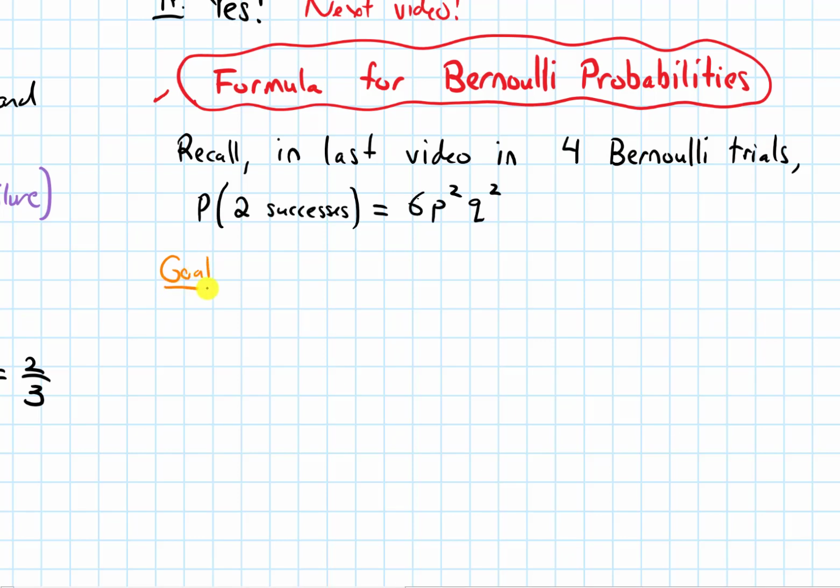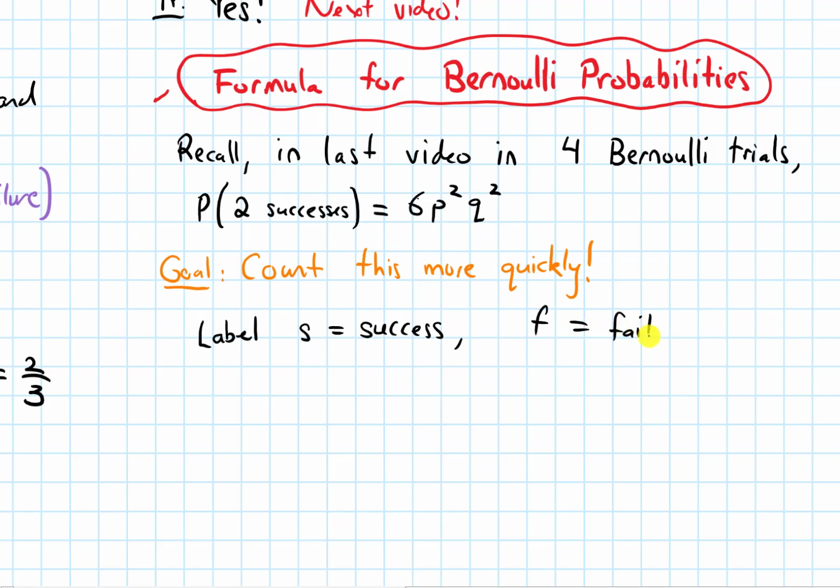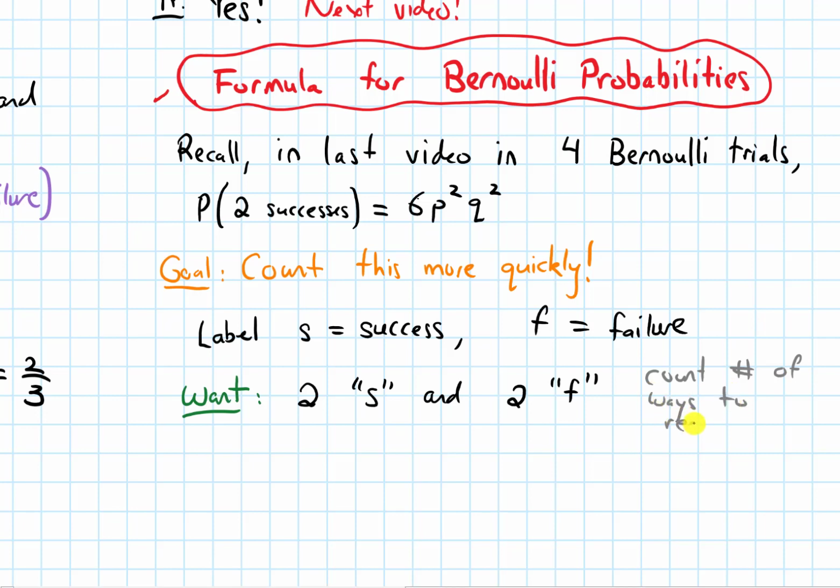So our goal for this video is to be able to count this more quickly, to have a more efficient way to do this than always having to draw a tree diagram. Let's begin by labeling S as a success and F as a failure. Now there are 2 of these S's and 2 of these F's, and we want to count the number of ways to rearrange these.